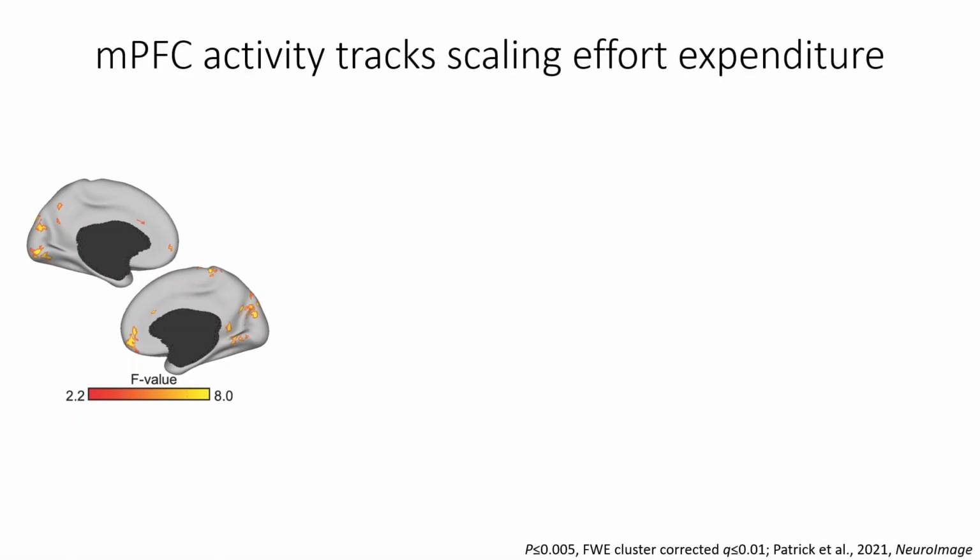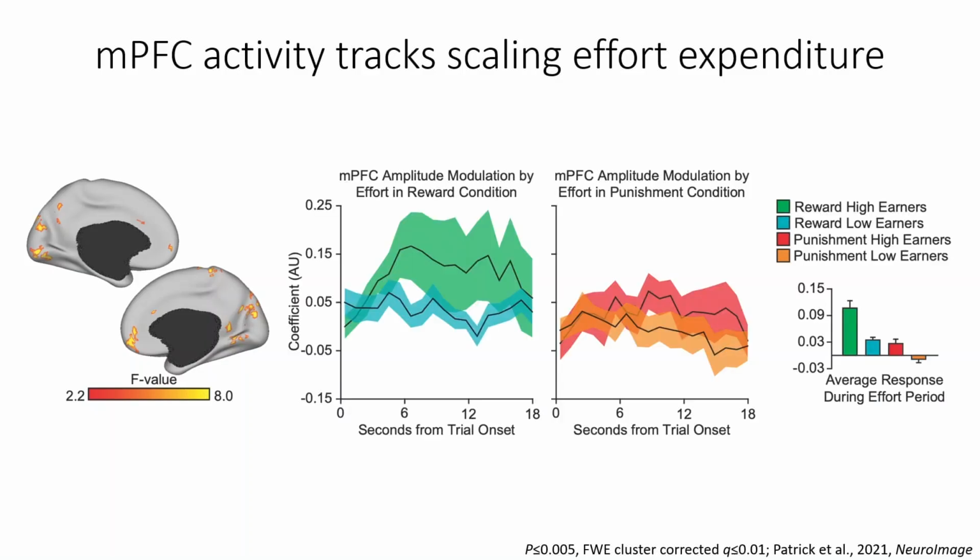So from our ANCOVA, we found that MPFC was one of the territories that tracked with scaling effort expenditure. And from there, we wanted to further look into the time courses and see what that actually looked like over our 15 seconds of the trial for each participant. And we saw that there is a difference between the reward and punishment conditions. So on average, in the reward condition, there's greater activation in that MPFC ROI. In addition, high earners show greater activation in that MPFC ROI, but we didn't see a difference in time in this case.